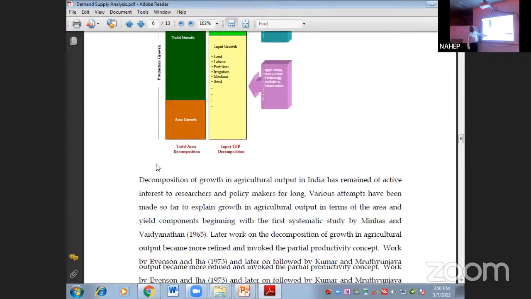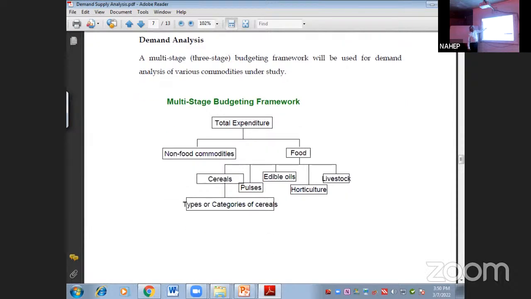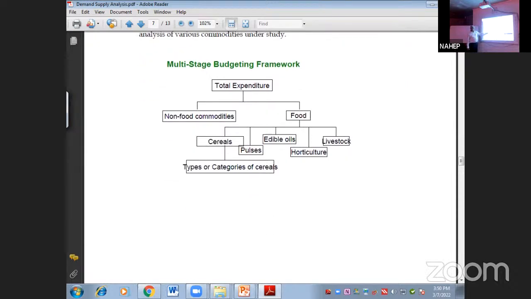The TFP part, and then you go to demand analysis, and then you are going to hear the multi-stage budgeting framework, right? If you don't have the time, read only this one paper. Actually, you get the gist of everything. It is a summary of all my 4 lectures. Okay.